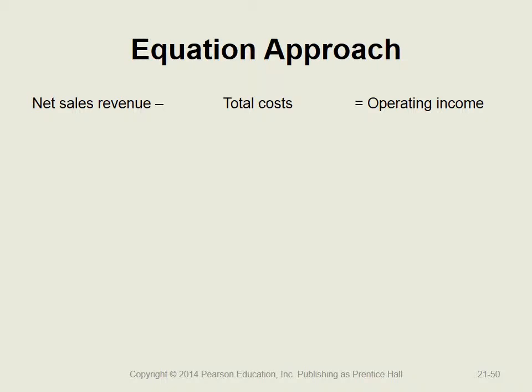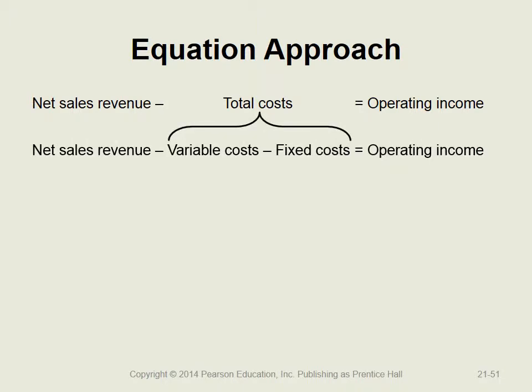Using the equation approach, we express operating income in an equation form, which is net sales revenue less total cost equals operating income. We can further break down total costs into its components, variable costs and fixed costs.